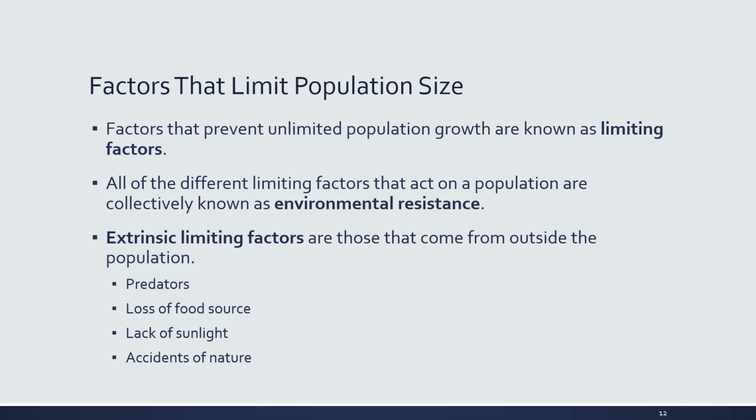So when we look at things that affect population size, aside from reproduction, we call these factors environmental resistance. It's almost like it's something that's putting a hold on the growth of that population. And this can include things like predators, that means creatures that eat you. Luckily, humans don't have too many. It could also be loss of a food source, lack of sunlight, accidents of nature, and also morbidity. That means disease, which could reduce that reproductive rate.